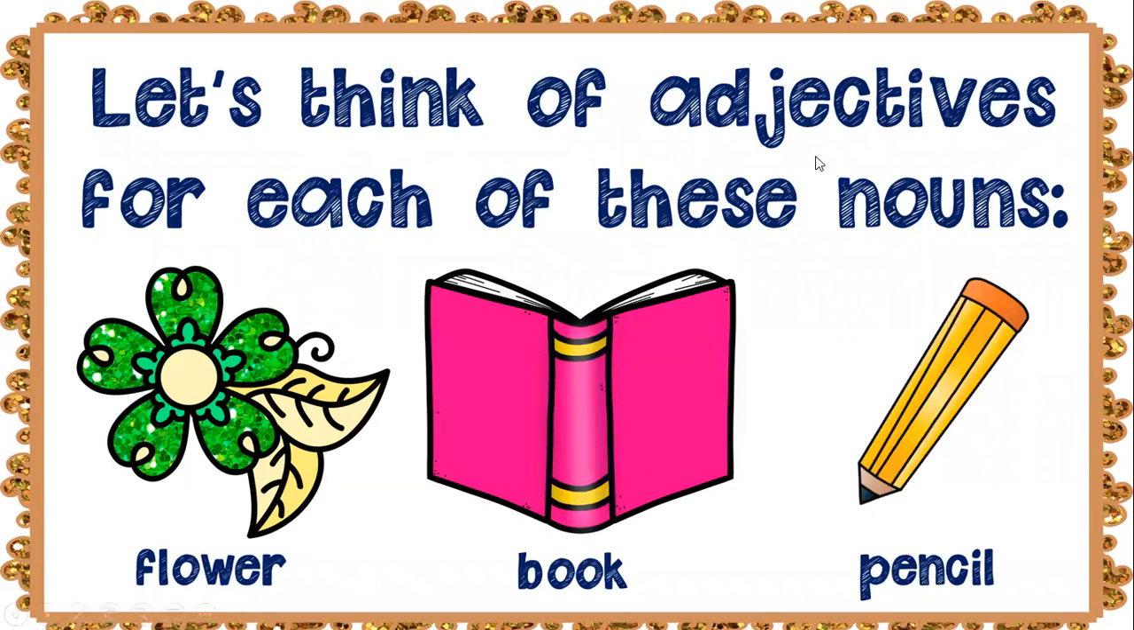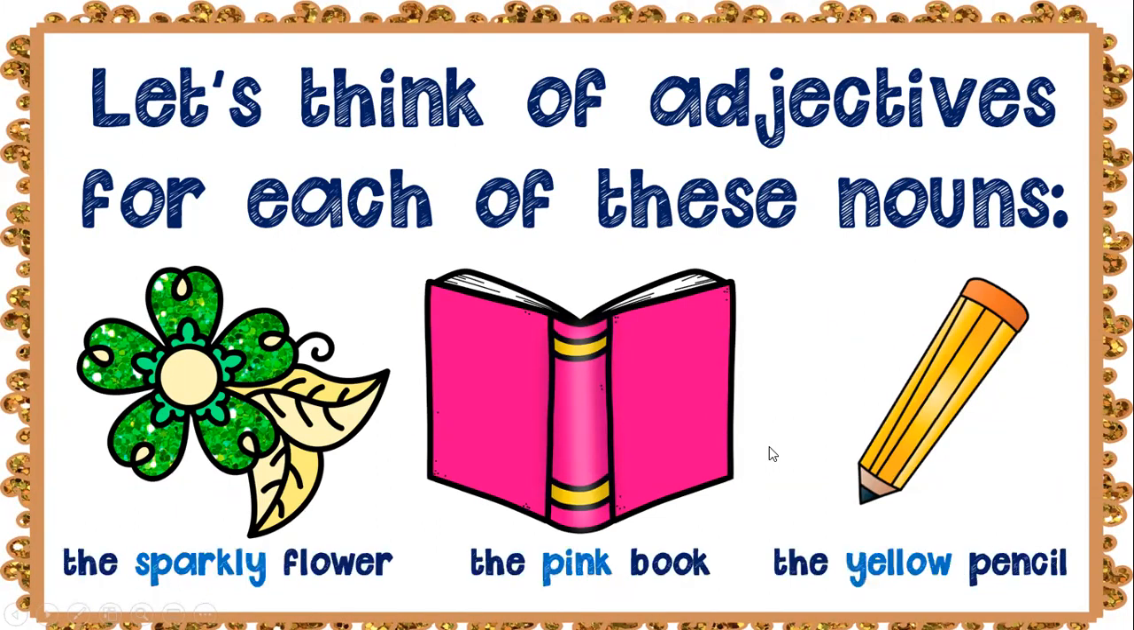It's shiny, green, bright. Words that could describe the book. It's a pink book. It's a hardback book. The pencil. Is it dull? Is it sharp? A yellow pencil. The yellow pencil. The sparkly flower. The pink book. So it's helping the reader put a picture in their head.